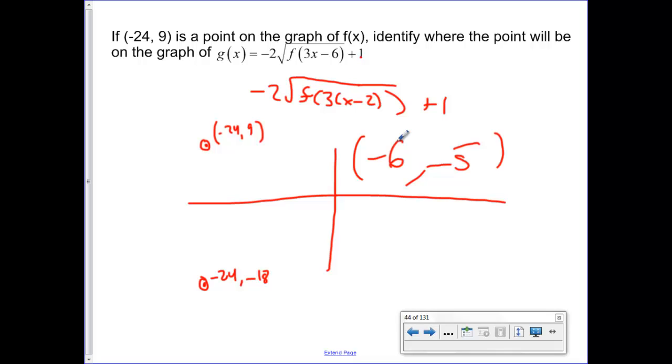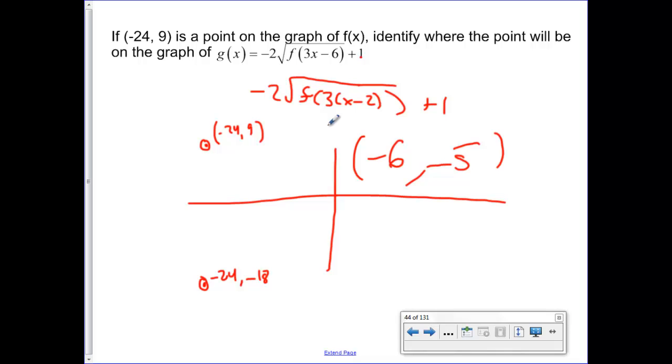Sure. Should I take that from the top? Let me do the X value first. This 3 right here will affect the X value, squishing everything in by a third. So negative 24 will come into negative 8, that's divided by 3. Then the minus 2 will move it 2 more that way. So minus 8 will now become negative 6.